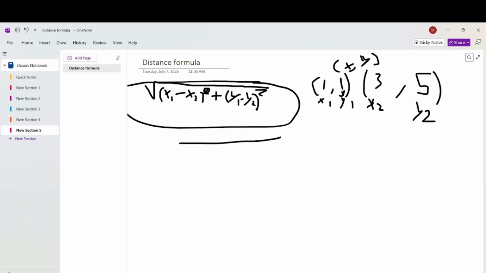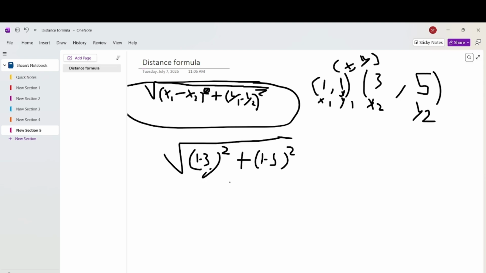Now we're just going to plug this into the equation. So it's going to be x1 minus x2, so (1 minus 3) whole squared. Sorry for that bad handwriting. And then plus (y1 minus y2) whole squared. So that would be (1 minus 5) whole squared.